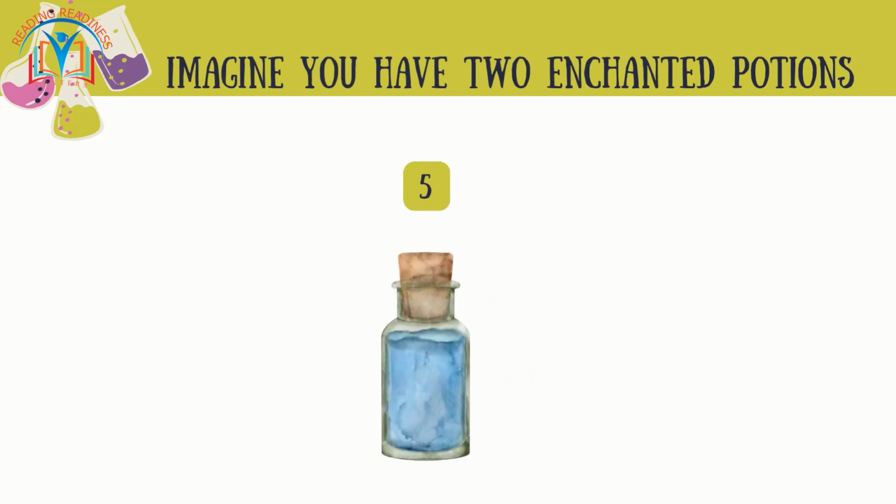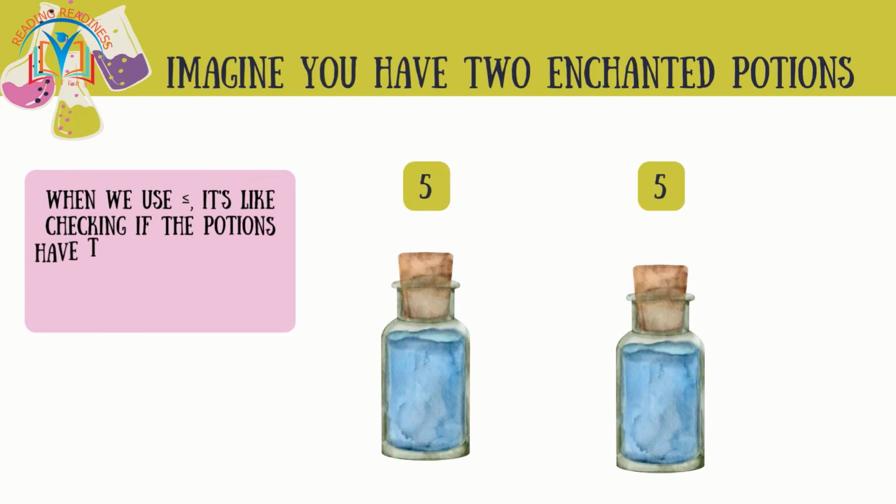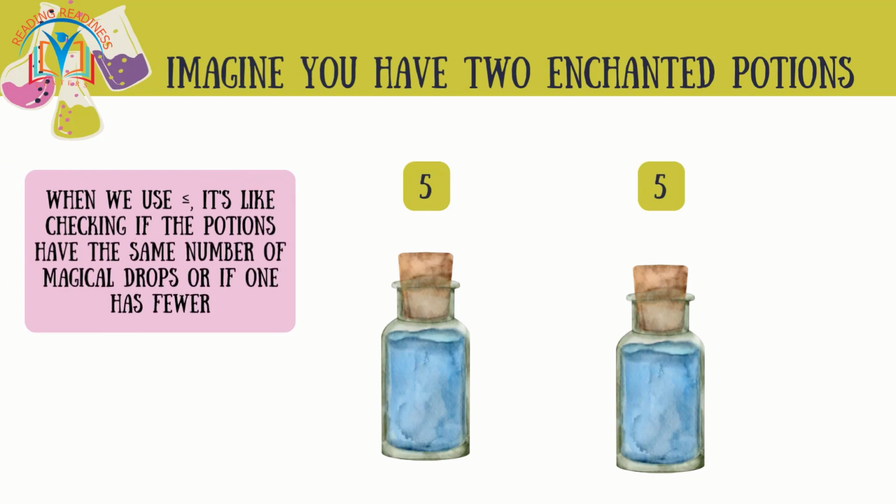Imagine you have 2 enchanted potions, one with 5 drops, and the other with 5 drops as well. When we use the less than or equal to symbol, it's like checking if the potions have the same number of magical drops or if one has fewer. So, we can write 5 is less than or equal to 5.